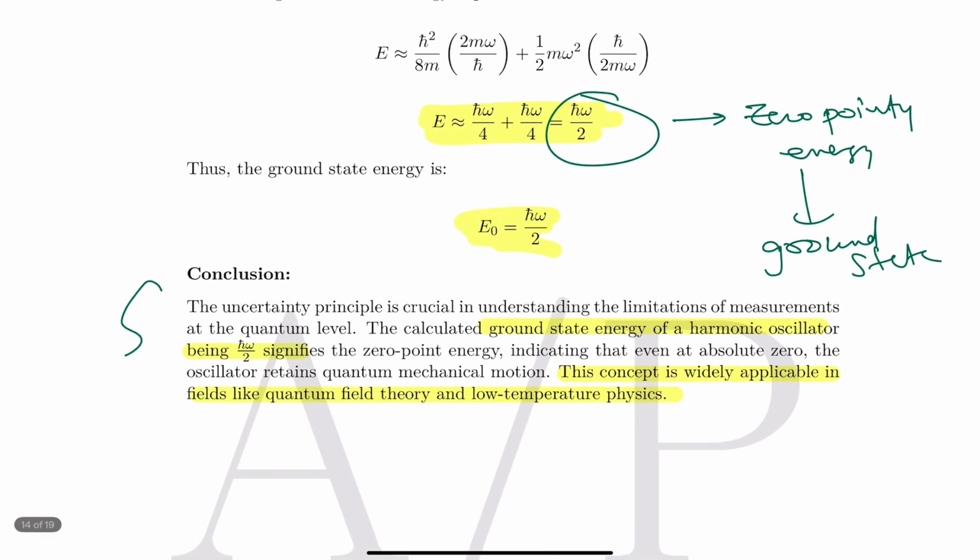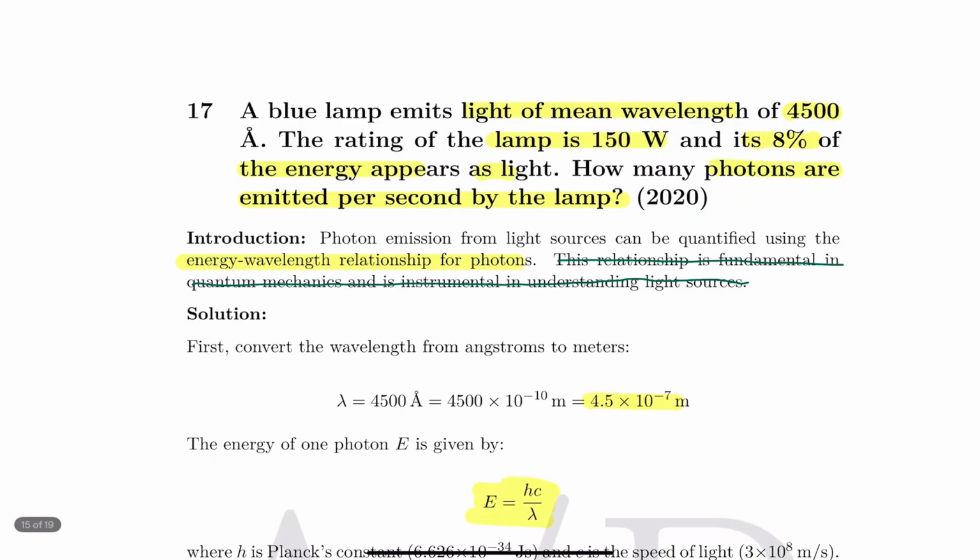Now again the same conclusion which you are going to write. Now let's move forward to the next question: a blue lamp emits light of mean wavelength 4500 angstrom, that is 10 to the power minus 10 meter. The rating for the lamp is 150 watt and 8% of the energy appears as light. So how many photons are emitted per second by the lamp?